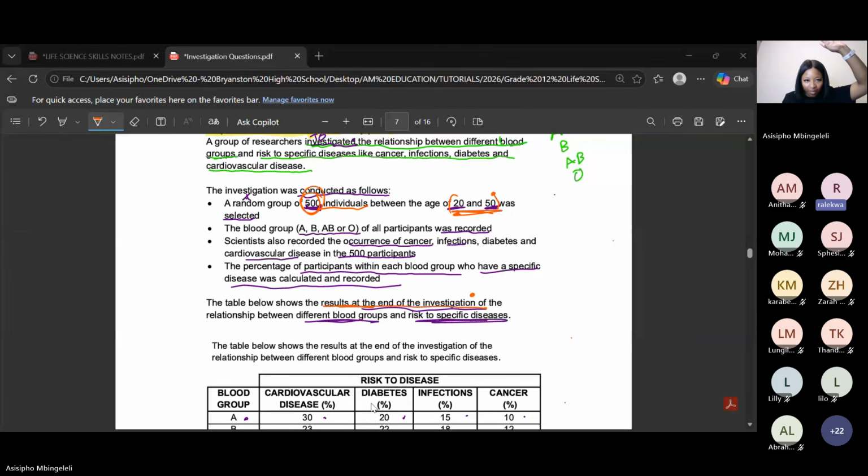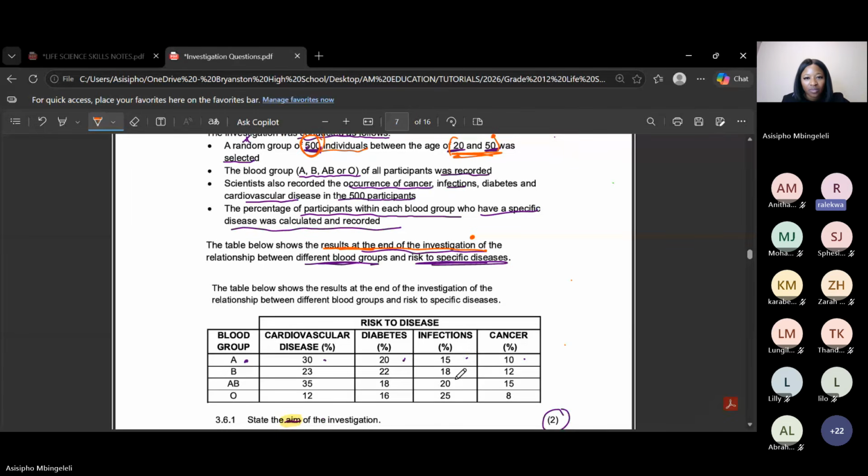Ma'am, would it be correct if we say that they decided on the measuring tool which they would use, because they said that they used the percentage of participants within each blood group? Oh, I get your answer, but it's not a measuring tool. It's correct, but it's not a measuring tool. Decide on how to maybe record the results. Yes, that would be a mark. Decide on how to record the results, not a measuring tool. I'm sure we can substitute that, but that specific word.